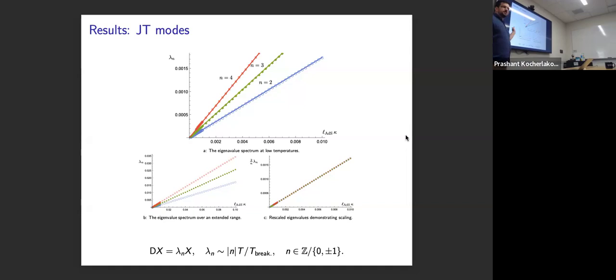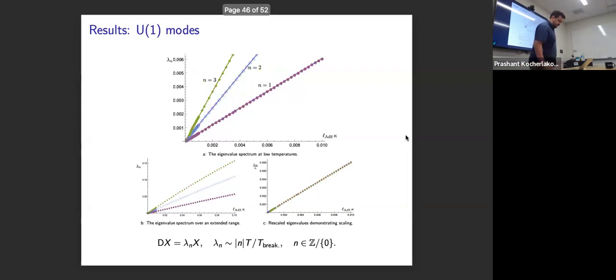So we can follow these modes all the way away from extremality. And this one shows that if you rescale the eigenvalues by n, then all the modes are on top of each other, which means that the eigenvalue is also proportional to n. This is a technical point, but the 2D analysis predicts that this is how the eigenvalue should behave. And these modes are rotationally invariant. We find other rotationally invariant modes that are the U(1) modes. They have the same property again: at low temperatures they vanish linearly, and we can follow them at finite temperature, and they're all proportional to n.